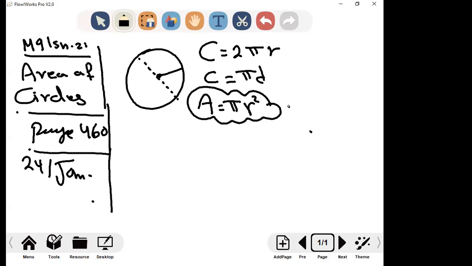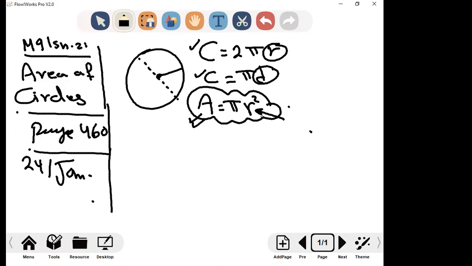The formula of the circumference, if you have the radius, you can find the circumference. If you have the diameter, you can find the circumference. But for the area, you need what? R. Diameter doesn't help me, right? I need the radius, okay?